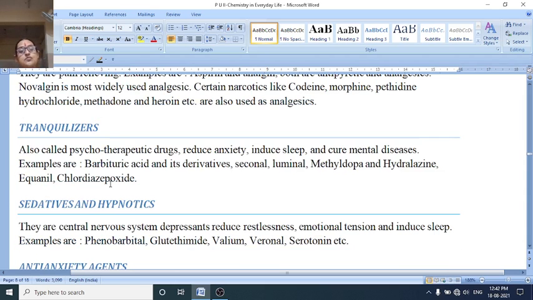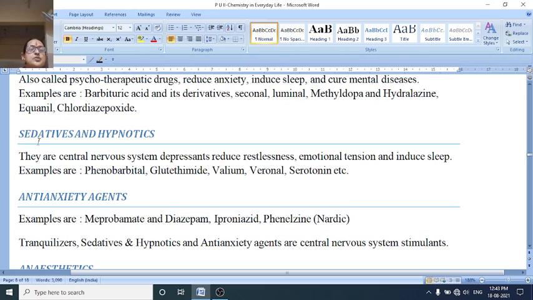Next drug is tranquilizers, also called psychotherapeutic drugs. These are given to mental disease patients. They reduce anxiety, induce sleep and cure mental diseases. The drugs are barbituric acid and its derivatives, seconal, luminal, methyldopa, hydralazine, quinine.